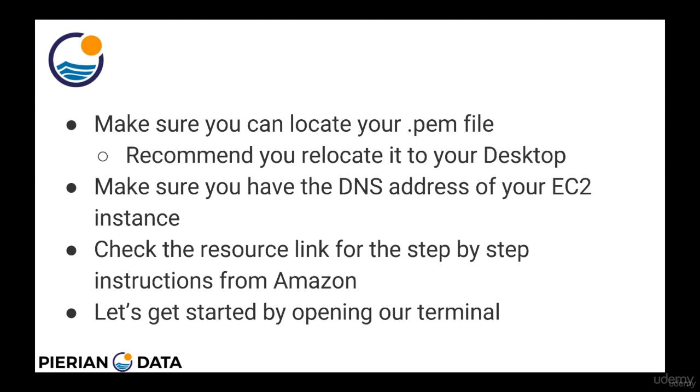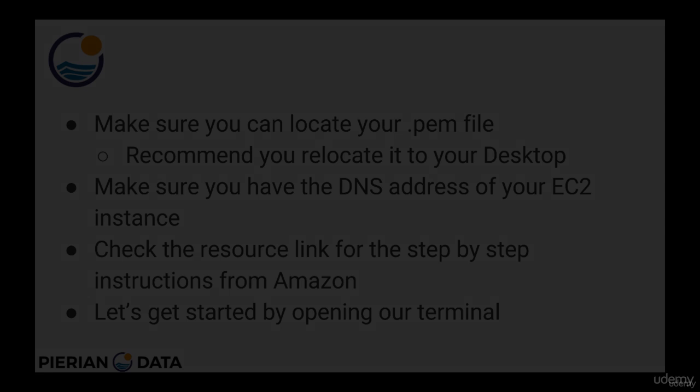And also make sure you have the DNS address of your EC2 instance, and I'll review how you can get that. Then you're going to check the resource link for the step-by-step instructions from Amazon in case you actually want a written guide for everything that we're about to do. But everything we're about to do is actually quite simple. It's just basically 1 or 2 lines of code. Let's go ahead and get started by opening our terminal. I'm going to go ahead and hop to that now.